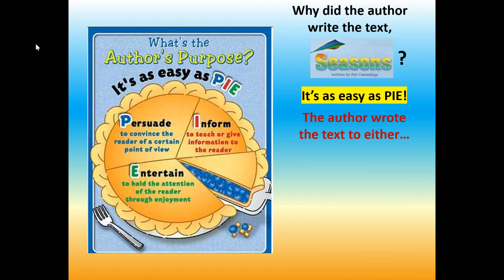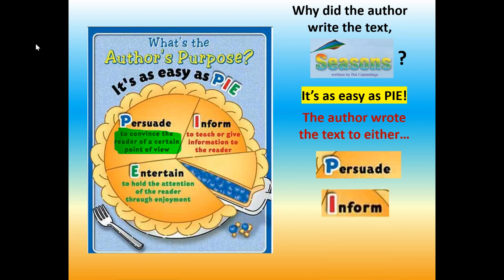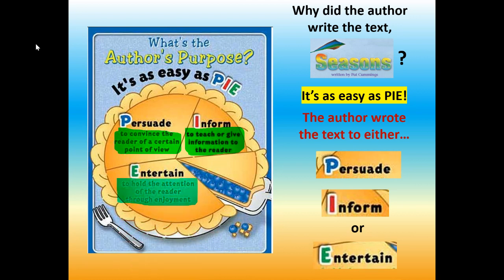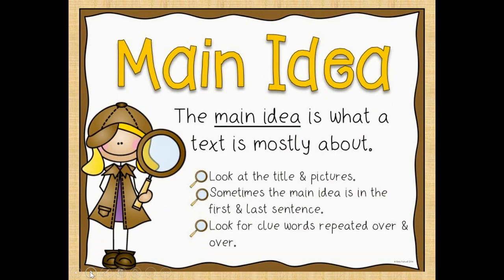The author wrote the text to either persuade, P stands for persuade, and persuade means to convince the reader of a certain point of view, or inform, I stands for inform, to teach the reader or give information to the reader. Or did the author write the text to entertain? Entertain means to hold the attention of the reader through enjoyment. All right, so why did the author write the text Seasons? We're going to talk about that in just a minute.